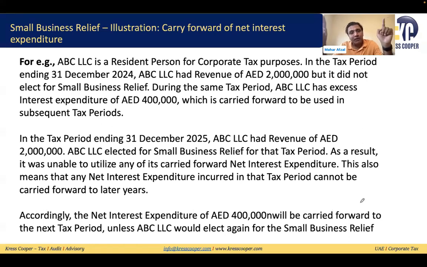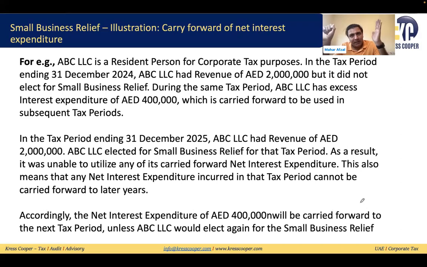By the way, one important thing: interest can be adjusted maximum 30% of the EBITDA. The remaining can be carried forward maximum up to a period of 10 years.